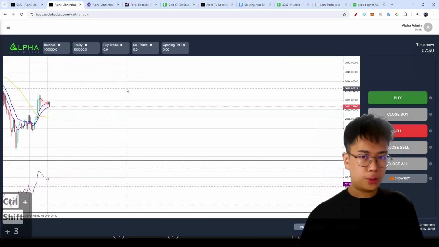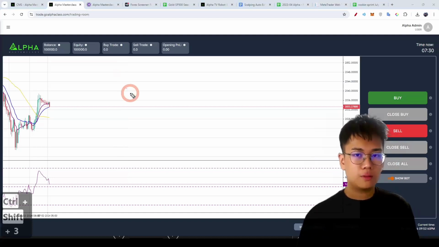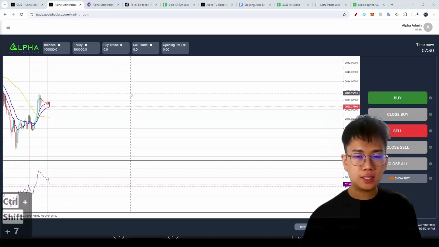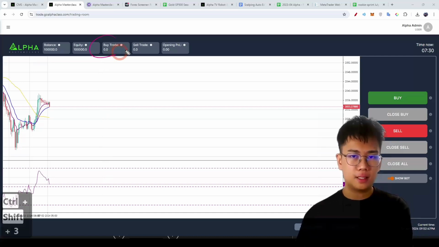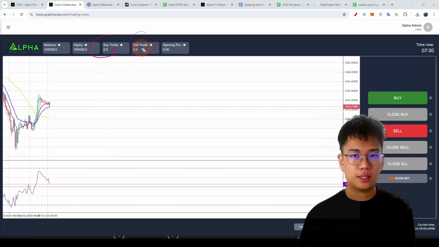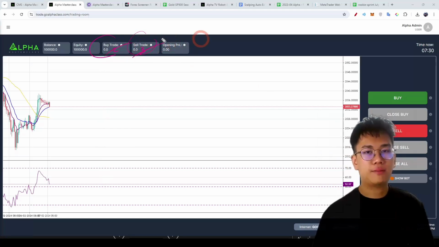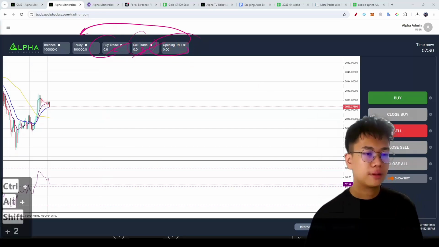Alright. So over here, what does close all mean? Close all means you have a certain buy. Let's say your buy is 2 trades, your sell is 3 trades. Close all means you close everything here and take profit everything into your account.